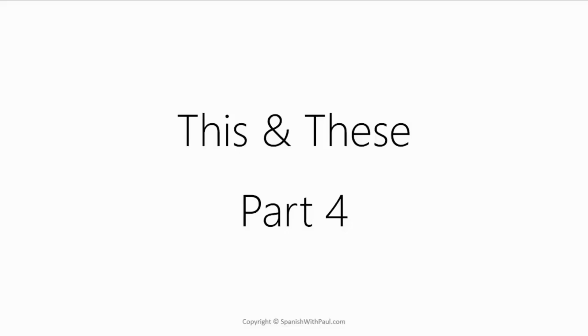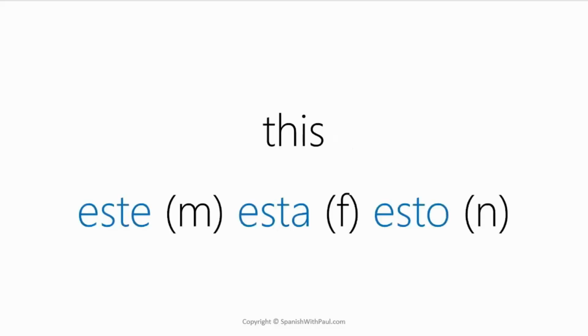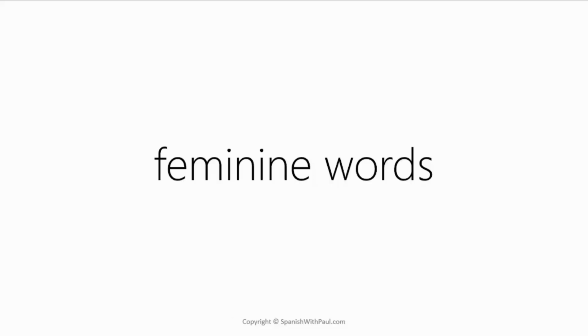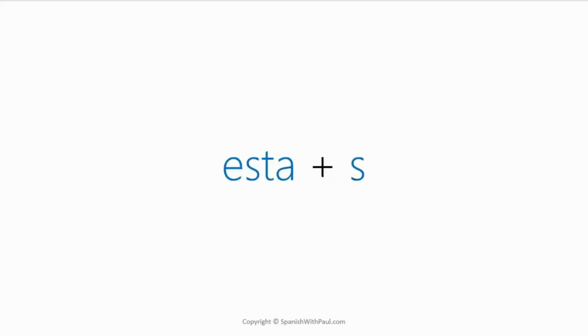Welcome to part 4 of this and these. So we've already established that the word this in Spanish can be 3 variables. We have este if it's a masculine word, esta if it's a feminine word, and esto if it's just something neutral. So now what we want to do is make the leap into these. So in other words, plurals. We'll begin with feminine words, and all you do is just take esta and add an s. So the sound you get is estas, estas.